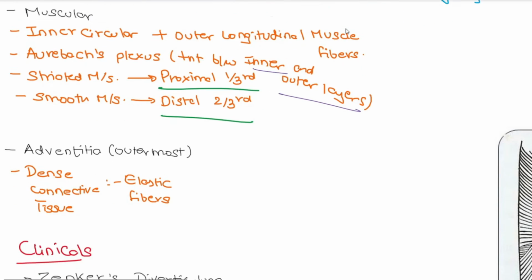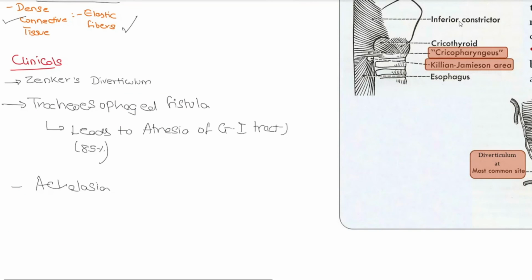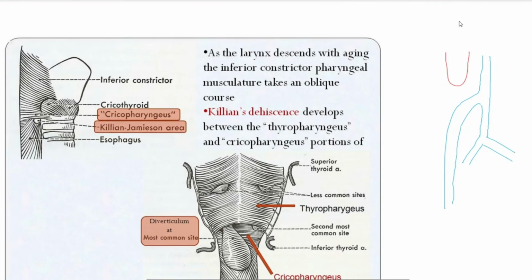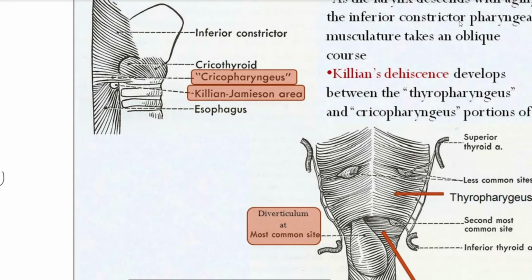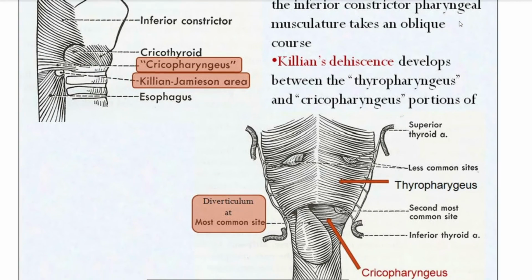Lastly, we have the presence of the adventitia, that is the outermost layer, and it is made up of the dense connective tissue which has its components as the elastic fibers. Moving towards the last part of our video, I have considered here three clinicals related to the esophagus. The first one being the Zenker's diverticulum, the second one being the tracheoesophageal fistula, and the third one being the achalasia.